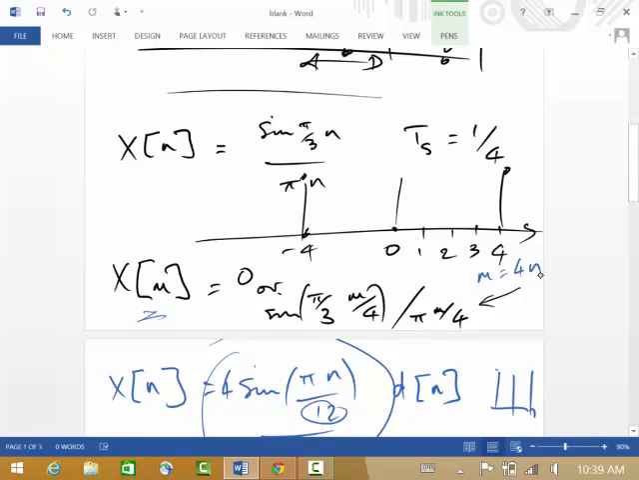So I called it n, but I've changed variables. Maybe I should have just left it as m, so I wouldn't be arguing about it. Are you following what I'm doing? Yes, Alex. m is 4n, and it wouldn't be pi over 12, would it? What would it be? It would be 4 pi over 3.